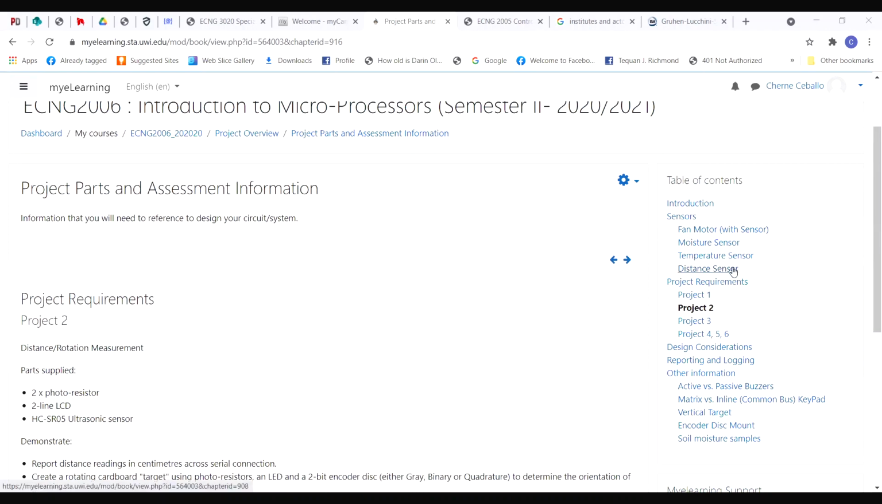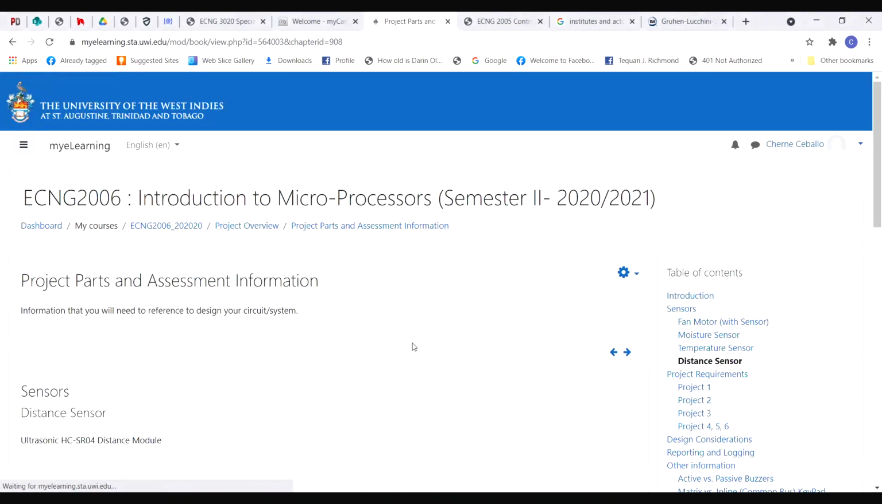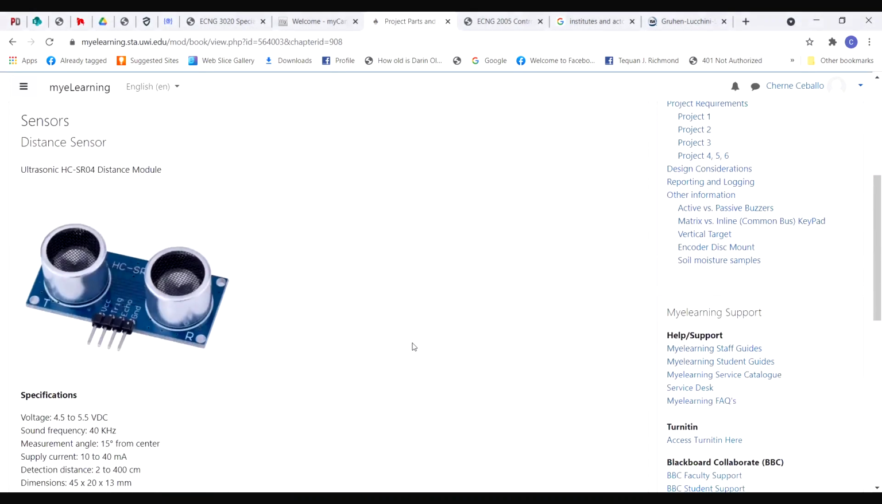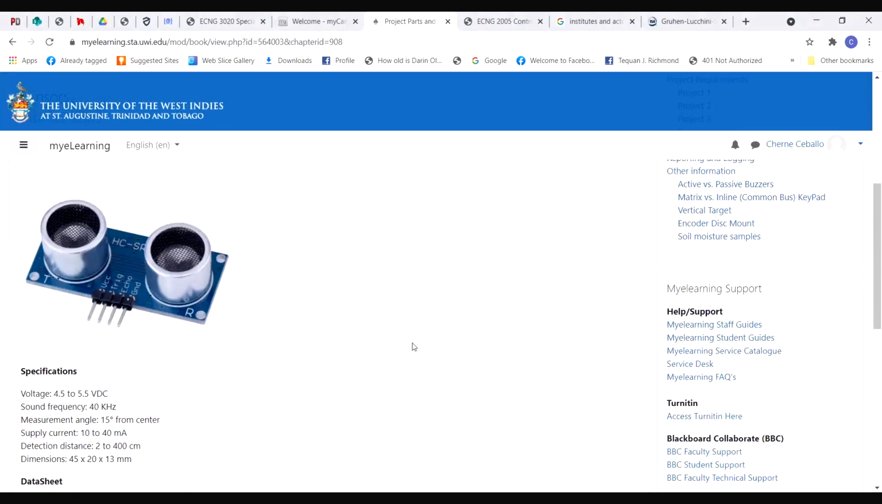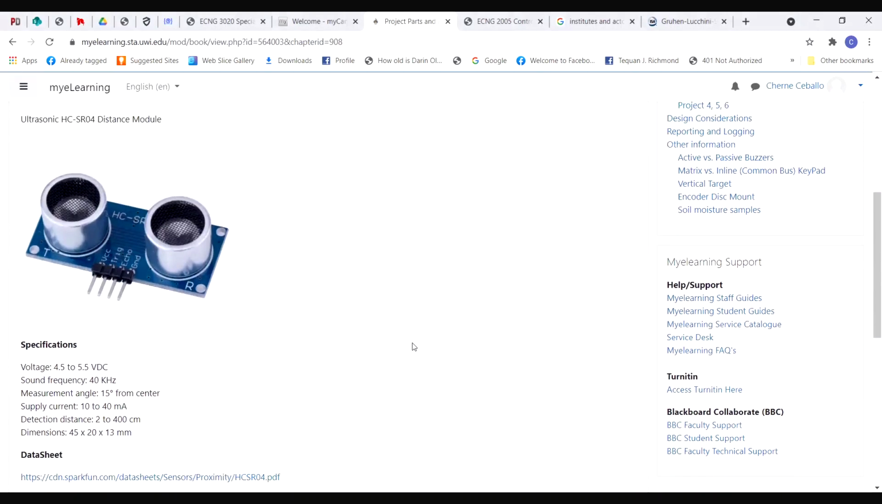Distance sensor. All right, good. So this is the distance sensor module. It has 4 pins. We see the 4 pins, right? Yes. All right, okay. Now, 2 of the pins are VCC and ground, so that's not so hard, right?